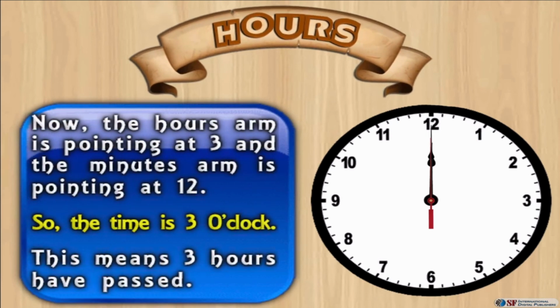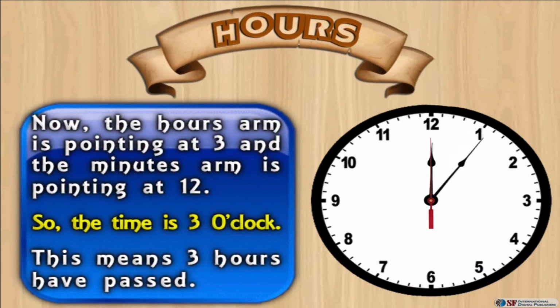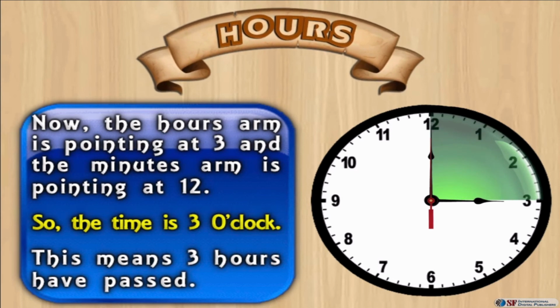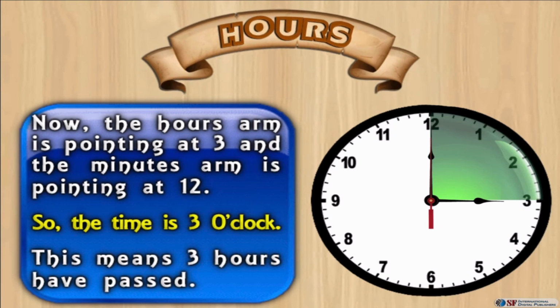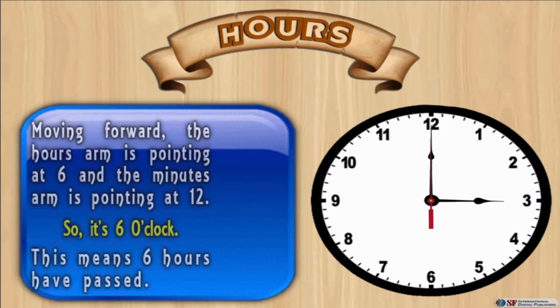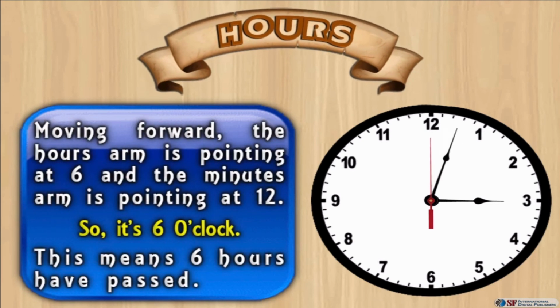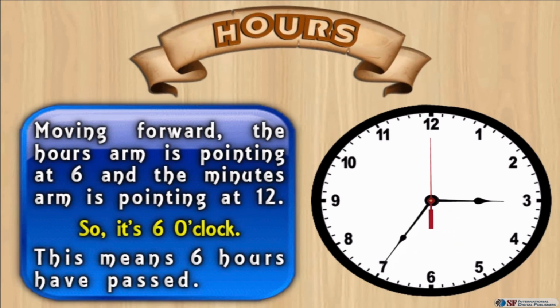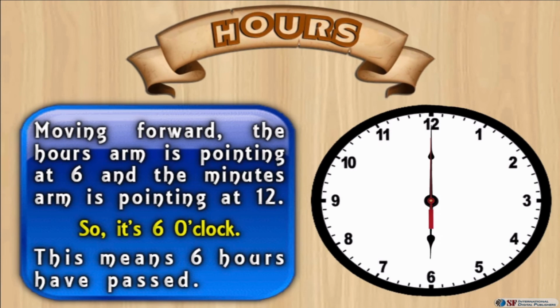Now, the hours arm is pointing at 3, and the minutes arm is pointing at 12. So, the time is 3 o'clock. This means 3 hours have passed. Moving forward, the hours arm is pointing at 6, and the minutes arm is pointing at 12. So, it's 6 o'clock. This means 6 hours have passed.